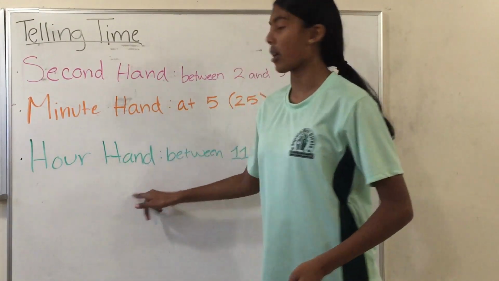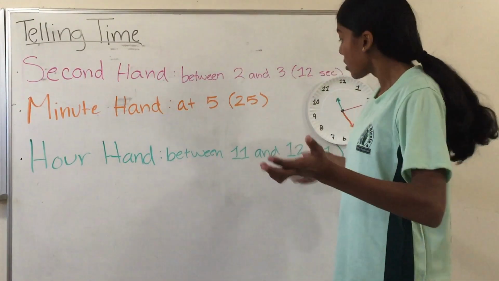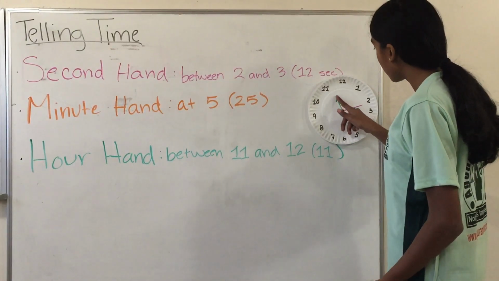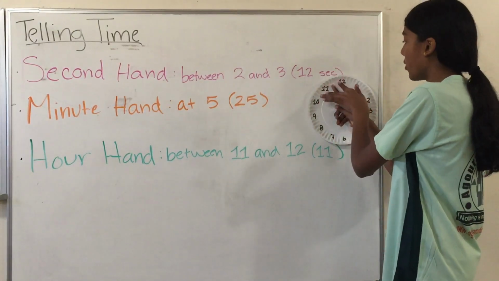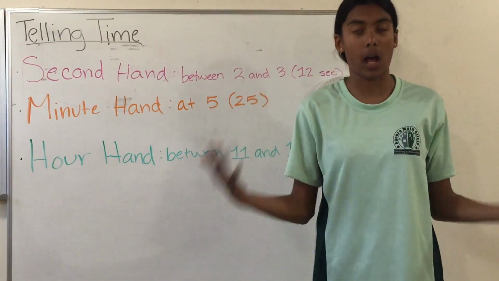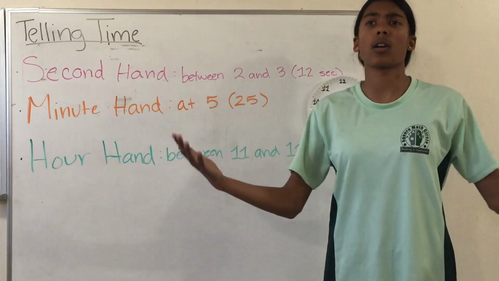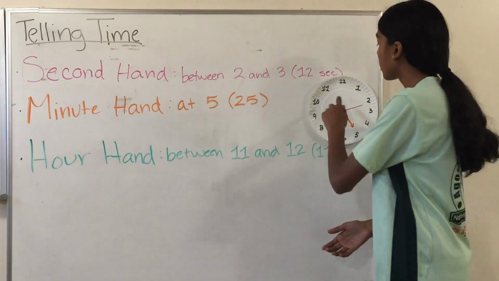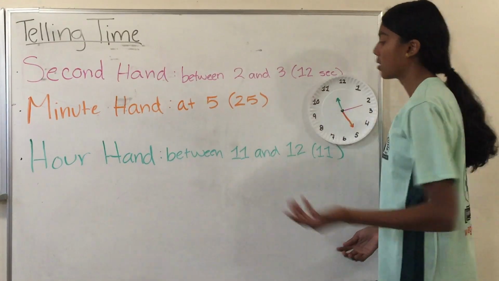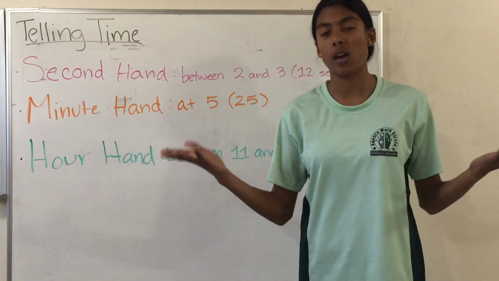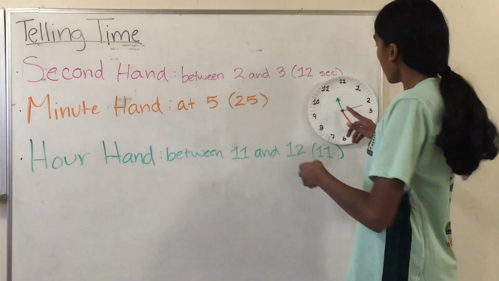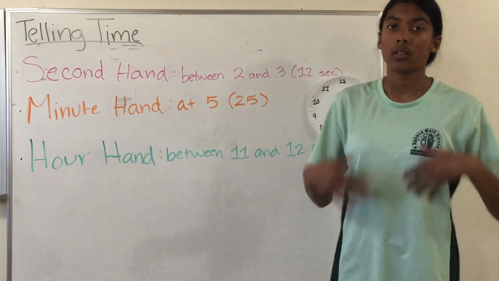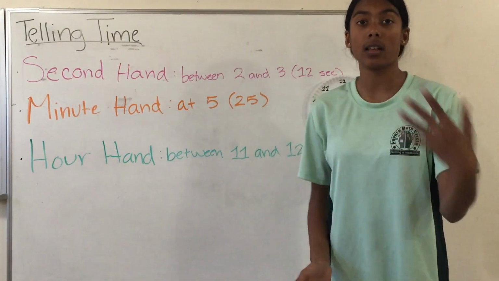We start with our hour hand because it's our biggest. So if we extend it, it goes between 11 and 12. And we can't have half of an hour. So it's going to be 11 because you can't have 11.5 as your hour. And it hasn't passed the 12 yet. So like I said, the hour is 11.